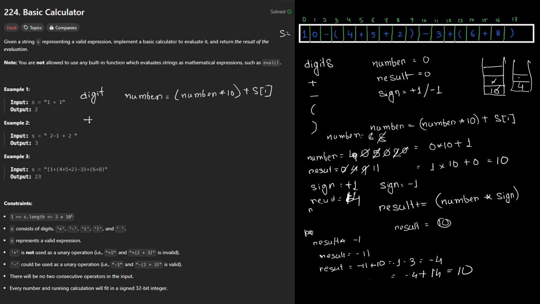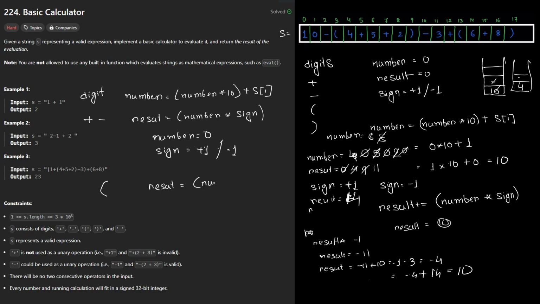Second is in case it's a positive or negative sign. In that case, we are going to do result plus equal to number multiplied by sign, and then our number would be initialized back to 0, and sign would be +1 for a positive sign or -1 for a negative sign.